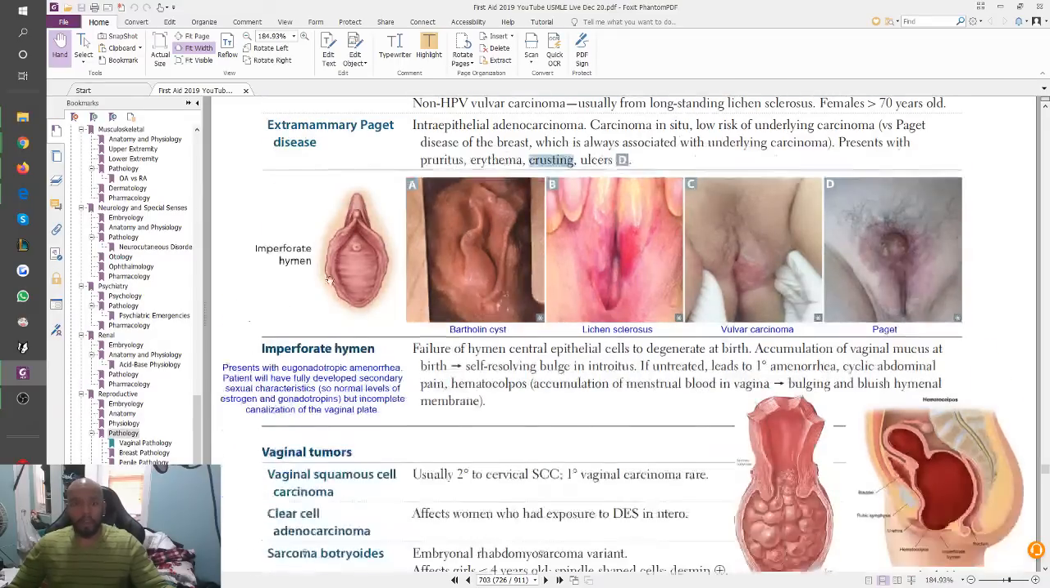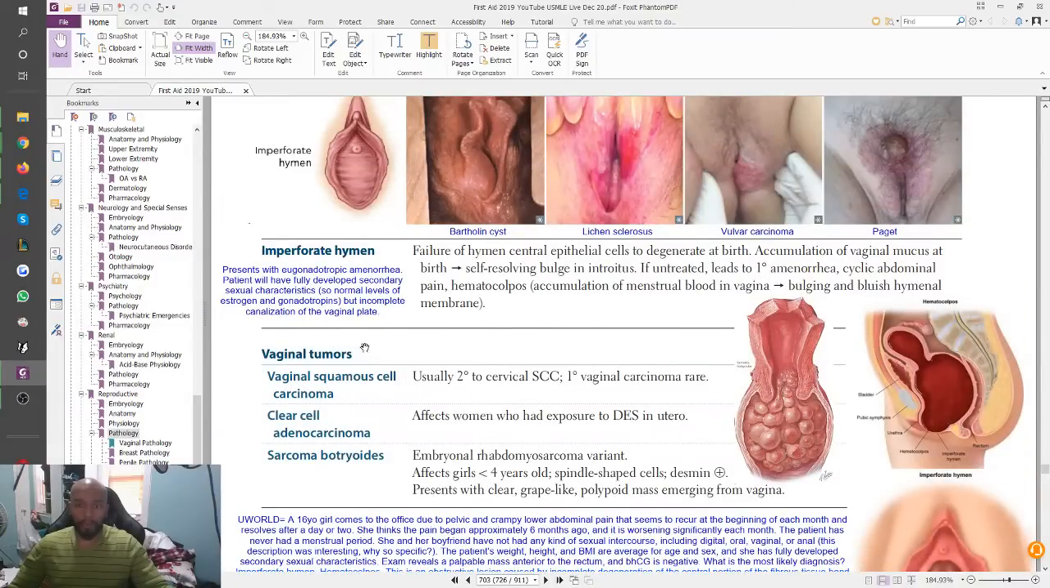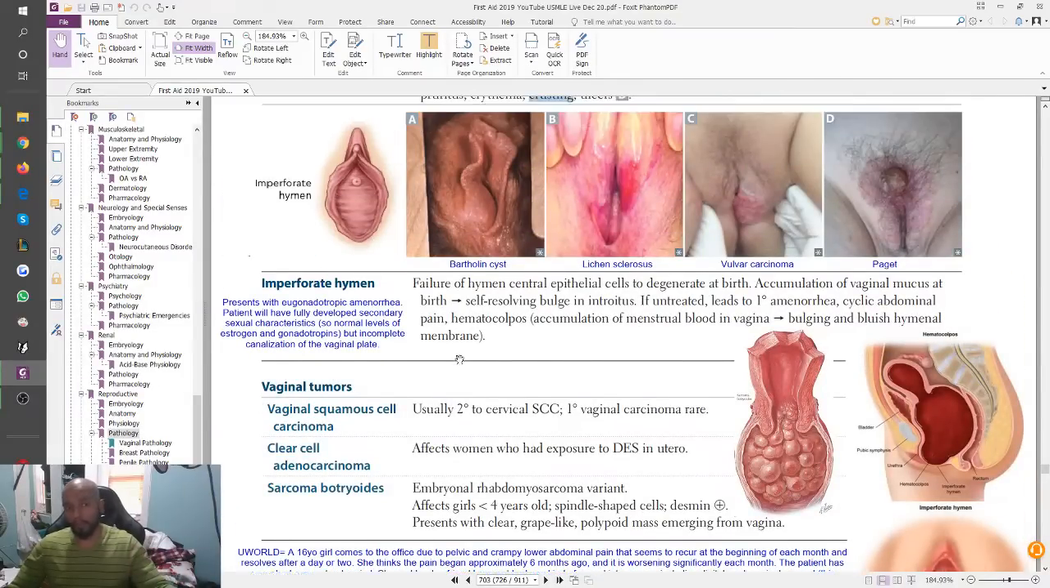The other half of this page talks about the imperforate hymen and vaginal tumors, and then we're going to really get into more cancerous stuff as we move on. The imperforate hymen is a very easy topic. We have a practice question down here too. Definitely nothing to overthink about with it. So imperforate hymen is a failure of the hymen's central epithelial cells to degenerate at birth. Right?